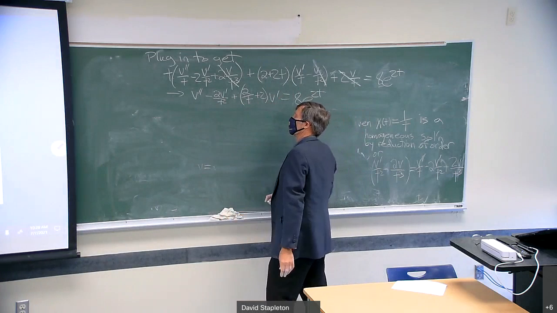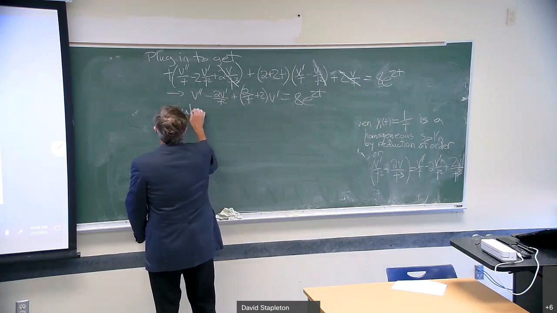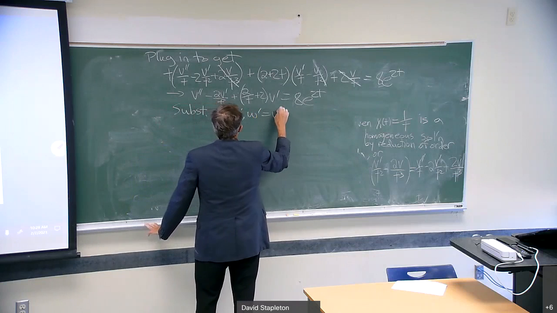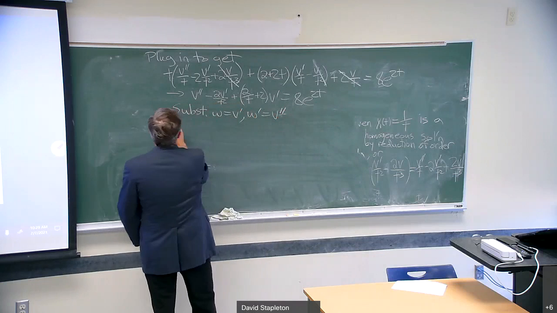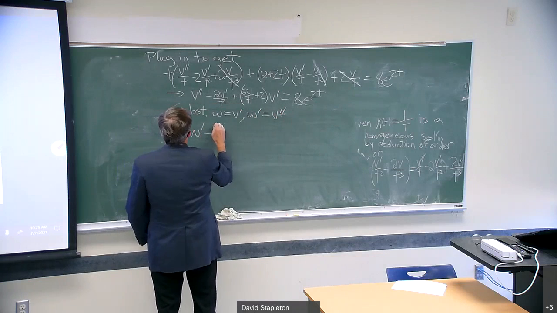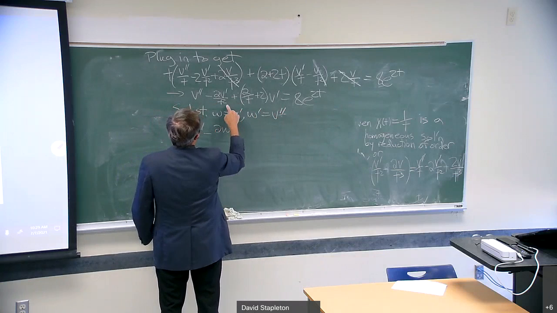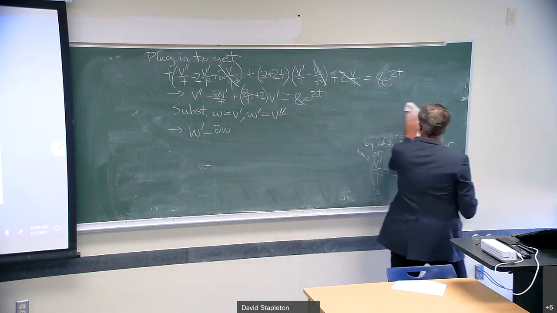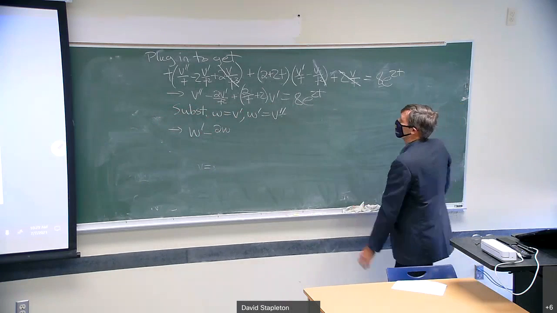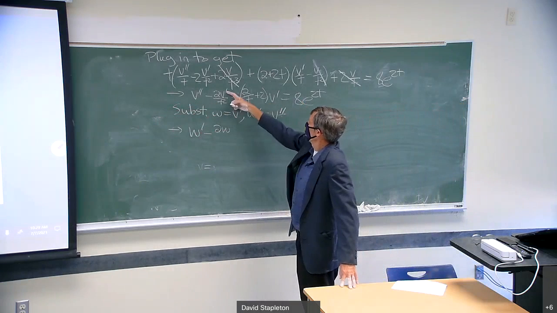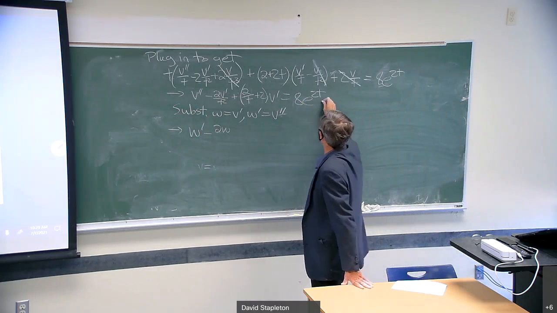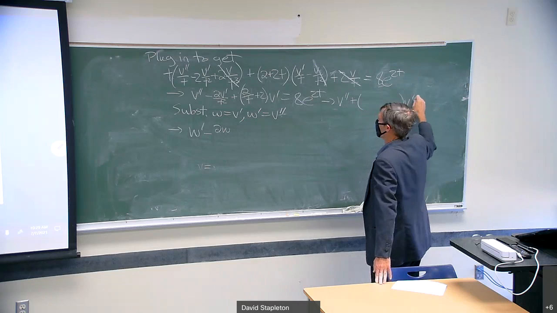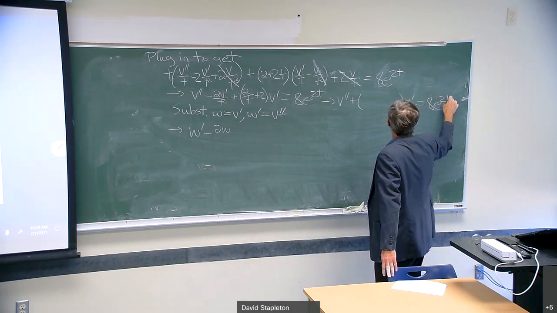The idea of reduction of order is now I substitute w equals v prime. So the w prime is v double prime, and it reduces the order. I get w prime minus 2w over, oh, I need to combine these. Let's combine these first. Minus 2v prime over t squared, so this is v double prime plus something times v prime equals 8 e to the 2t.